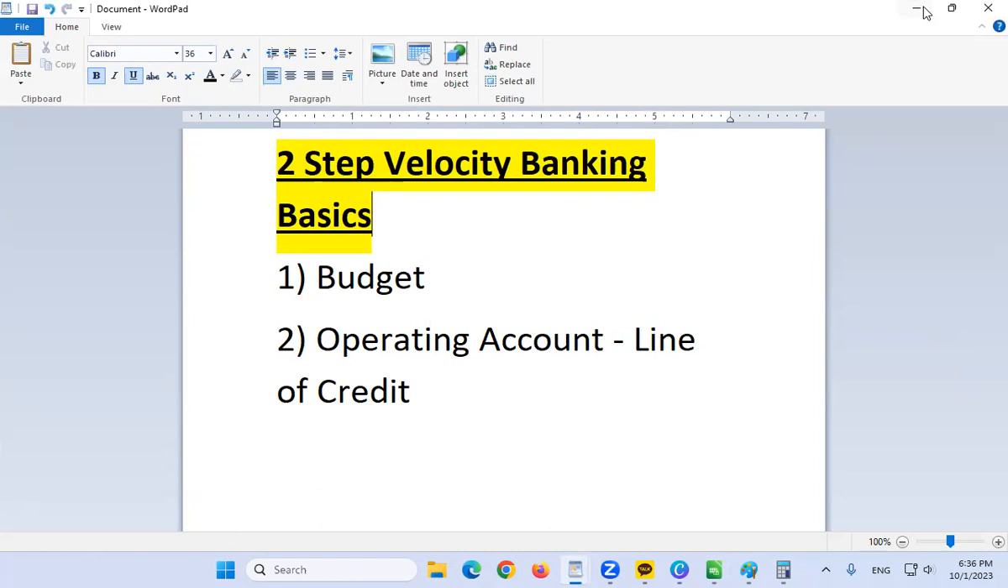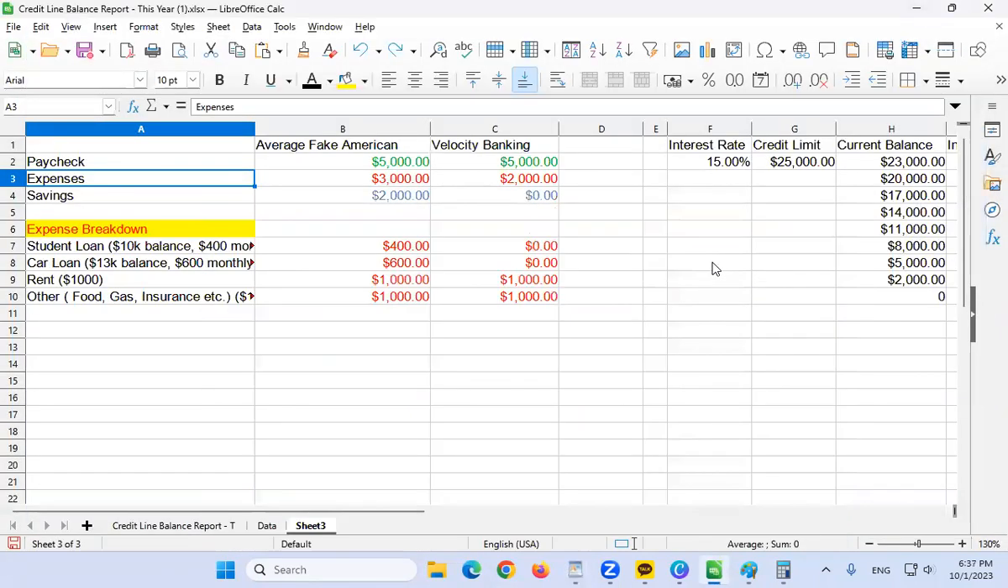If you have no idea what a line of credit is, or you've only heard of credit cards, go ahead and look up lines of credit in Google. Look up the credit unions near where you live, and there should be banks or somewhere around you offering lines of credit if you're interested in getting them, right? And more banks are catching on to velocity banking, so they're promoting lines of credit because they know that people are very interested in this.